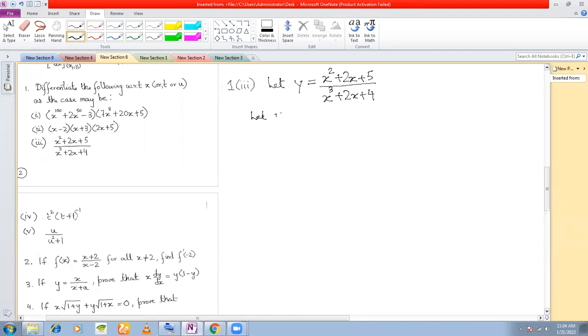So if I take u, that is the numerator, as x square plus 2x plus 5, and if I take the denominator as v, x cube plus 2x plus 4, therefore y becomes u by v, right?